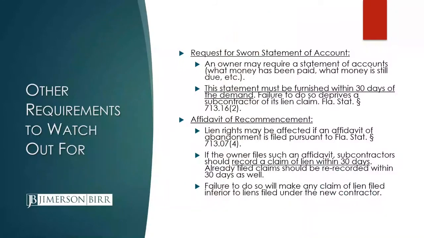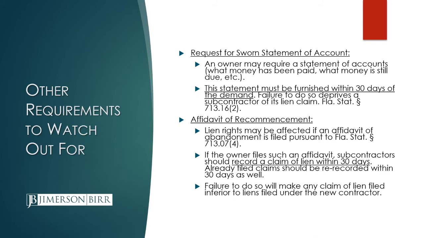The last thing for me to discuss before I turn it over to my partner Joby are two statutory mechanisms, on the screen, that you need to be on the lookout for. If you're presented with one of these, you must take it seriously because there are real and important ramifications. The first one is a request for sworn statement of account. That may come from the owner, asking you to swear how much you've been paid and how much work you have left to do. If you don't properly and timely respond within 30 days, you have lost your lien rights.